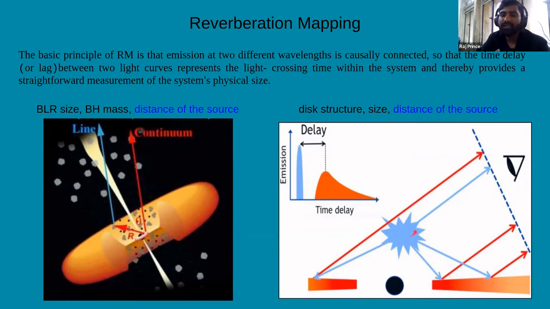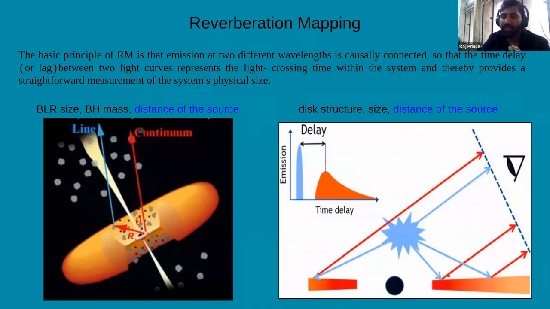So in this case, it is assumed that there is a hot corona, which is a kind of highly charged particles staying just above the black hole, and these are relativistic electrons, and they produce the X-ray emission from the inverse Compton scattering of the disk emission. So initially we have a disk emission, and disk photons can get reprocessed here through inverse Compton scattering and produce the X-ray emission. And then again, this X-ray emission can irradiate the accretion disk.